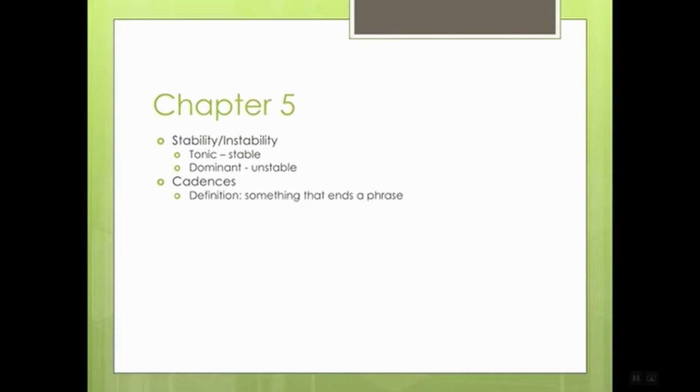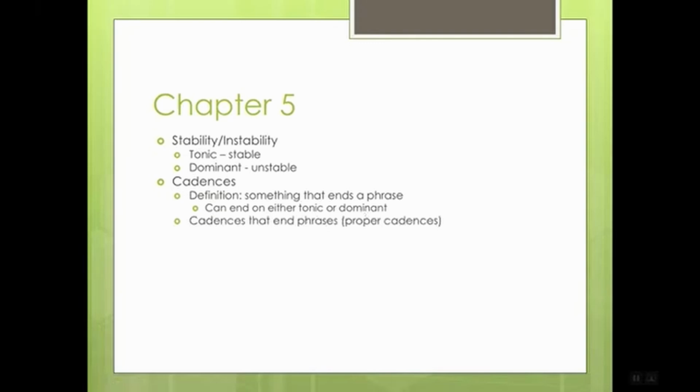Okay, cadences. By definition, I mentioned this in the Zoom video that I made this morning. A cadence by definition is going to be something that ends a phrase. The cadences that we have that do that are either the perfect authentic cadence or the imperfect authentic cadence or the half cadence. So the perfect authentic and imperfect authentic end on the tonic, and the half cadence ends on the dominant.